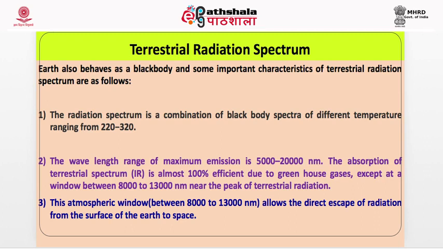Look here, this 8,000 to 13,000 nanometer. These wave radiations directly go to space because in the atmosphere there is nothing to absorb them. This is known as the atmospheric window.